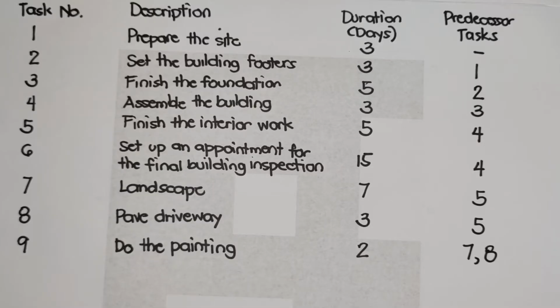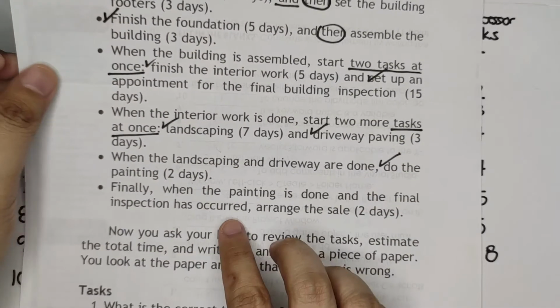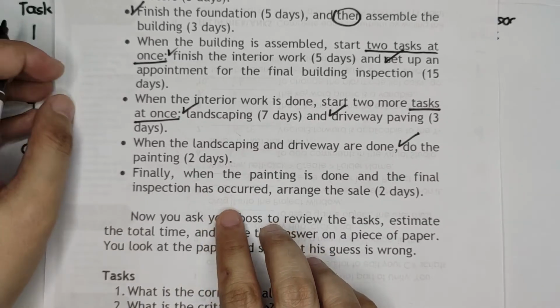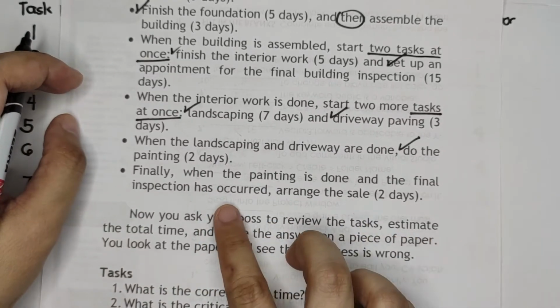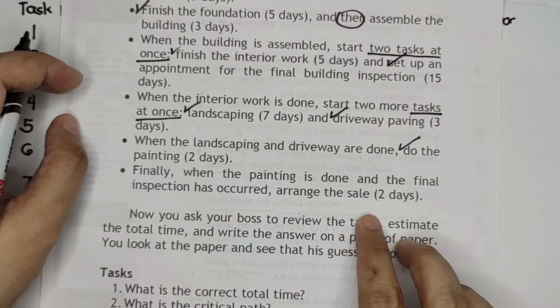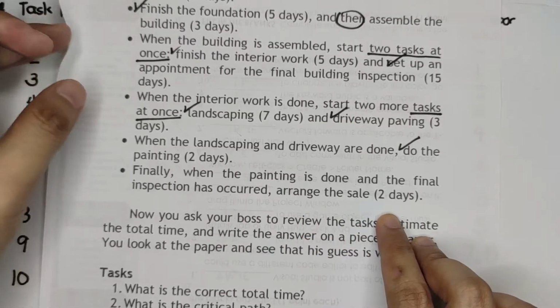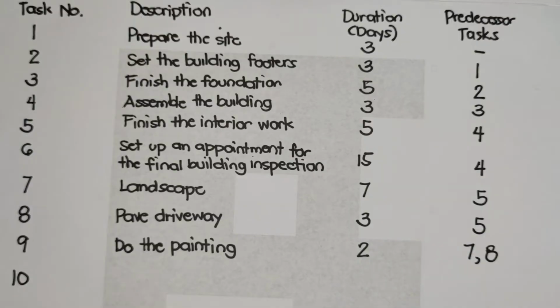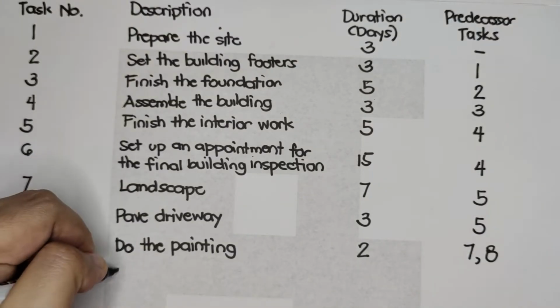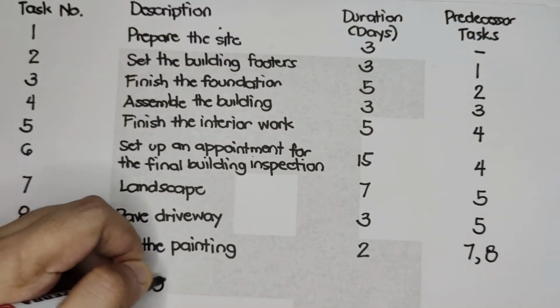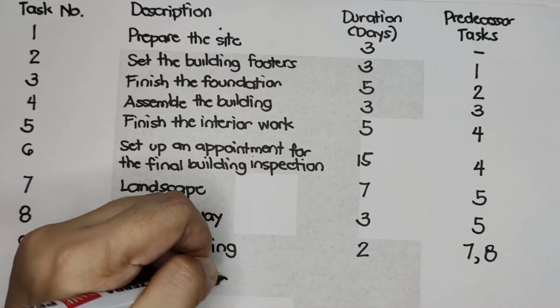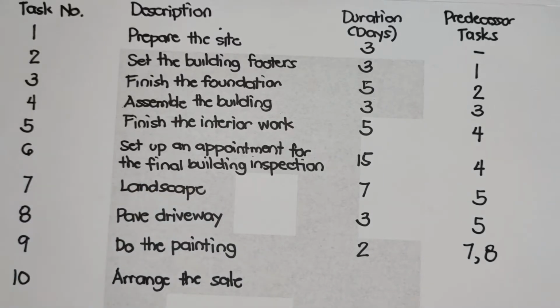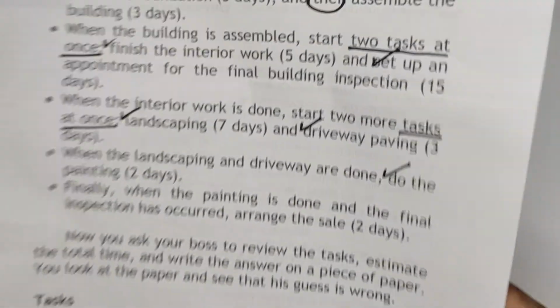Okay, then down for our last task, number 10. Finally, when the painting is done and the final inspection has occurred, arrange the sale in 2 days. So that is our task number 10. Arrange the sale. How many days is this? 2. And then just like the previous statement, we have 2 predecessor tasks.